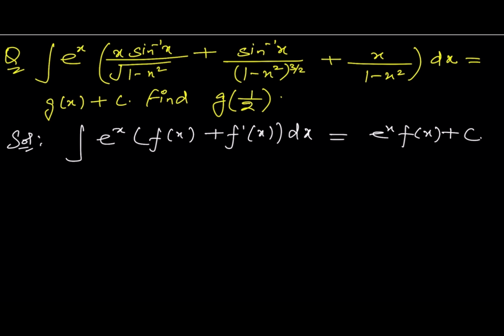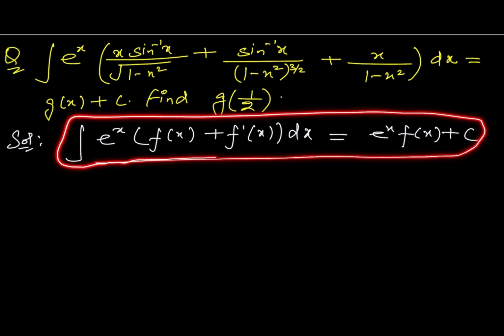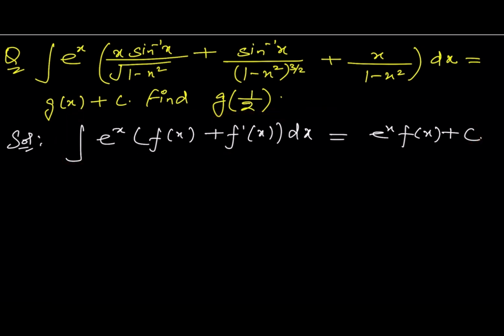Why am I pointing out this form? Because in this question e to the power x is present, and if the integrand of any integration question has e to the power x, then this form generally comes to our mind, right? So in the bracket, out of these three terms, one term must be f(x) and the rest will be f'(x).